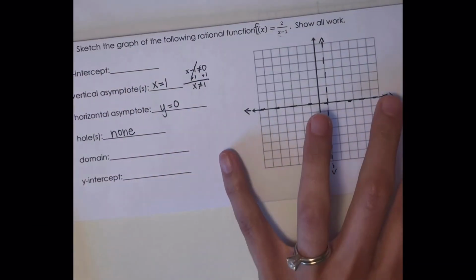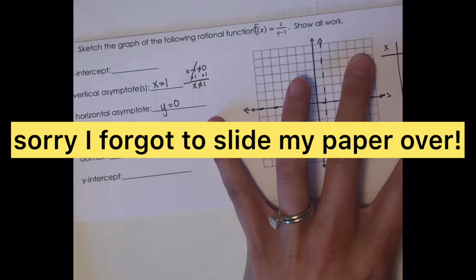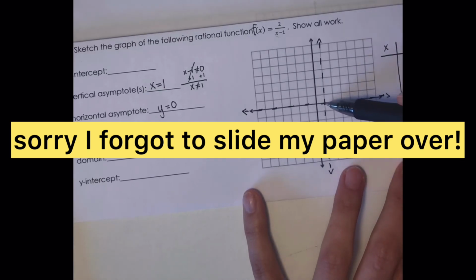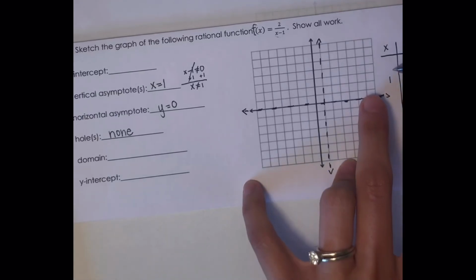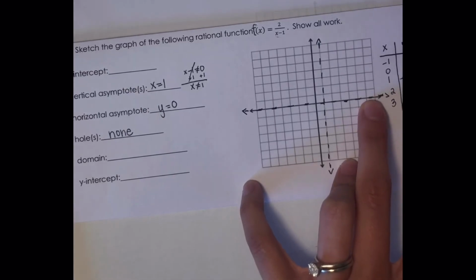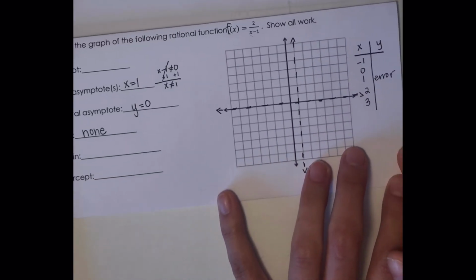So let's make a t-chart. So I've got x and y. I like to put my vertical asymptote in the middle of the t-chart. So here our vertical asymptote is at 1. And then let's go 2 steps backward, 2 steps forward. So let's plug in 0 and -1, and then let's also do 2 and 3. We know at 1 we get an error, or it's undefined at 1.